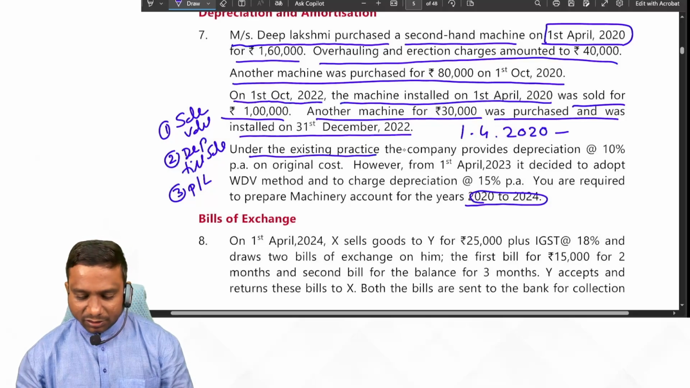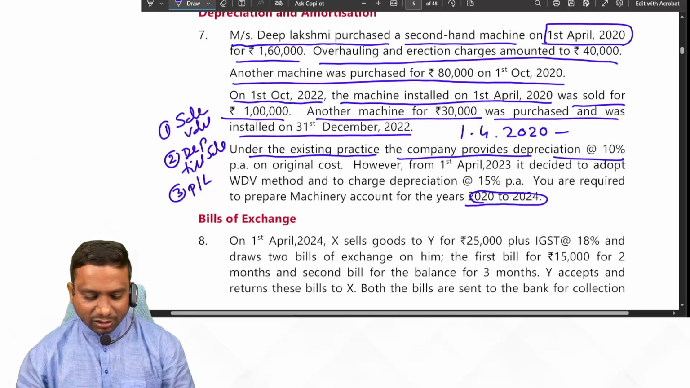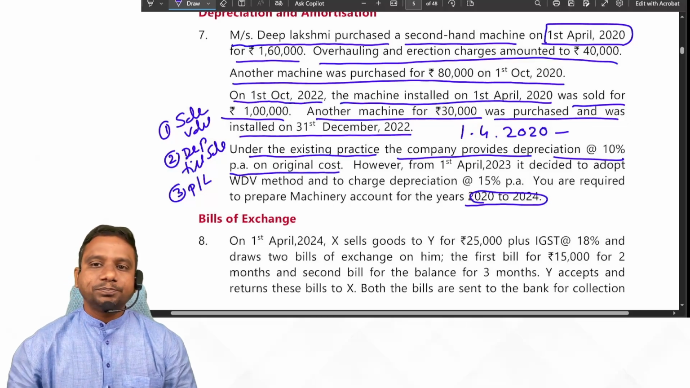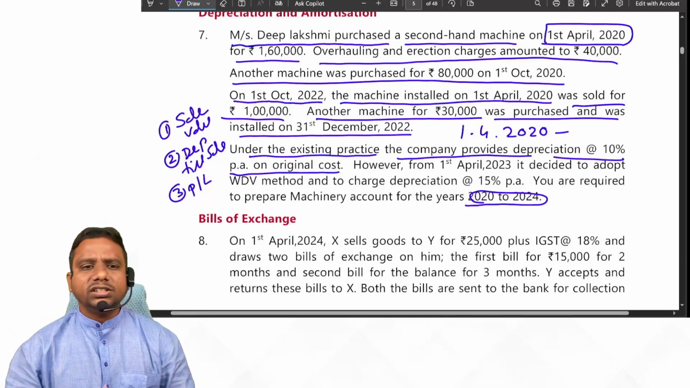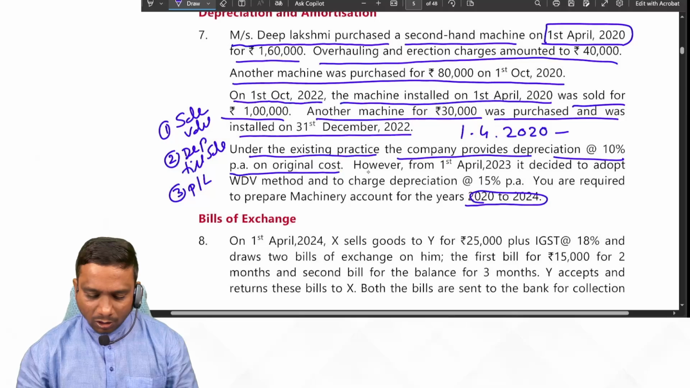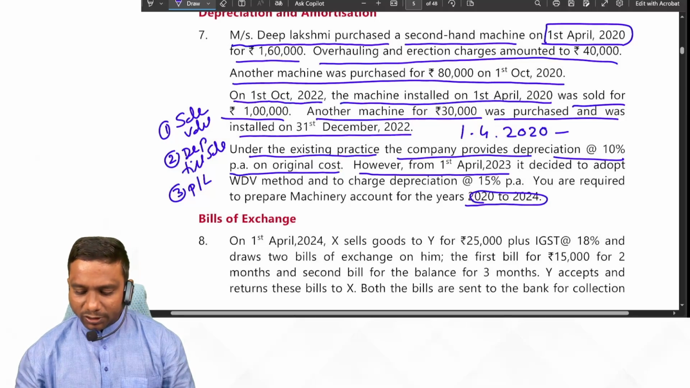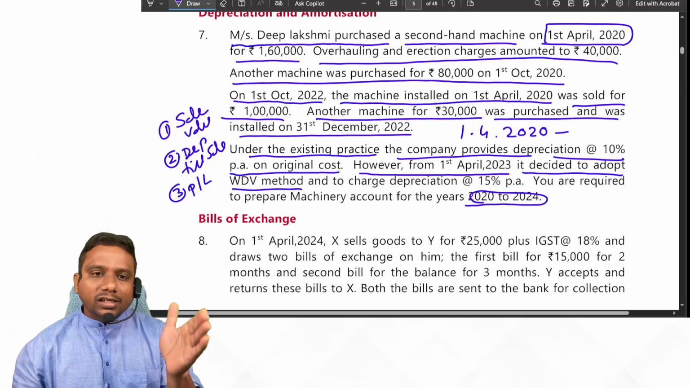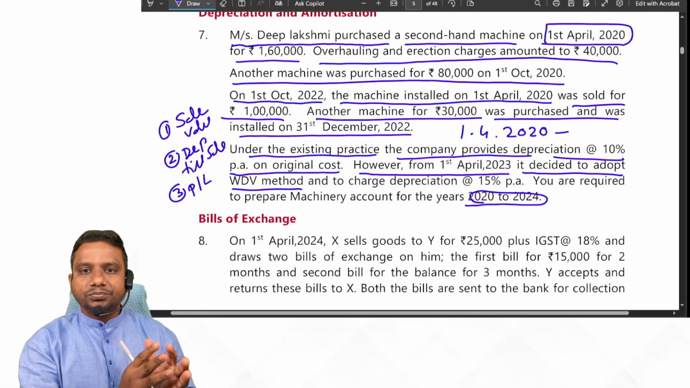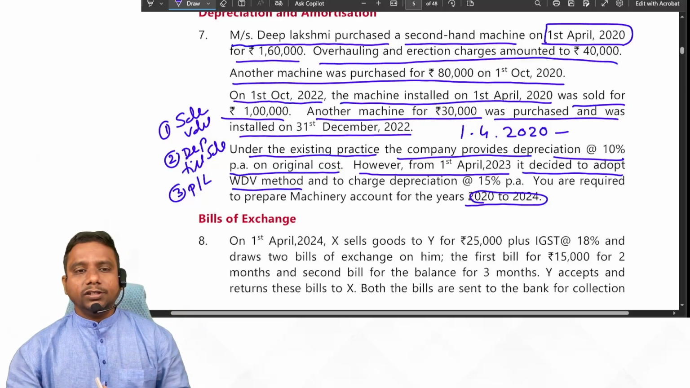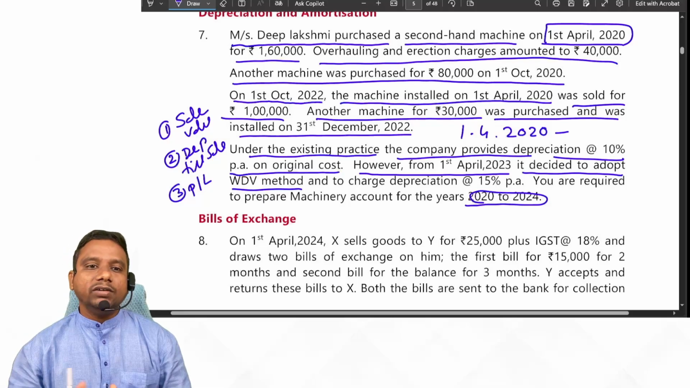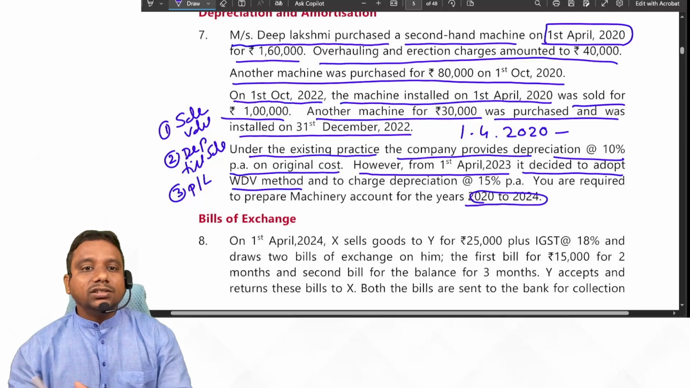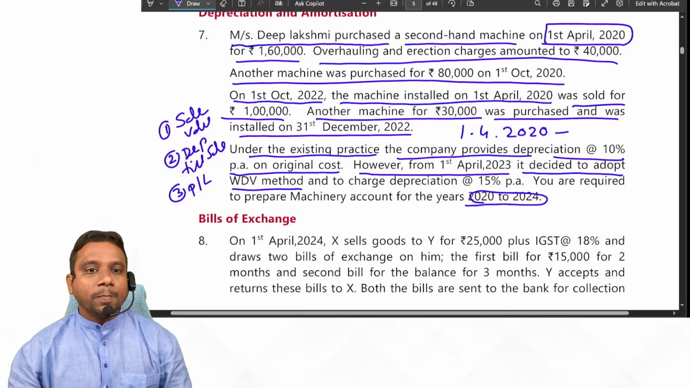Under the existing practice, the company provides depreciation at 10% per annum on original cost. Normally, they are charging depreciation on original cost. However, from 1st April 2023, it decided to adopt the WDV method. Earlier they followed the original cost method; now they are following the WDV method. That means it is a change in the method of depreciation.